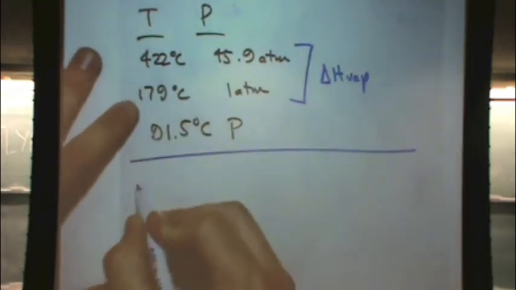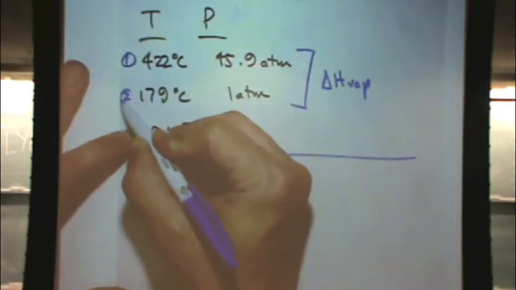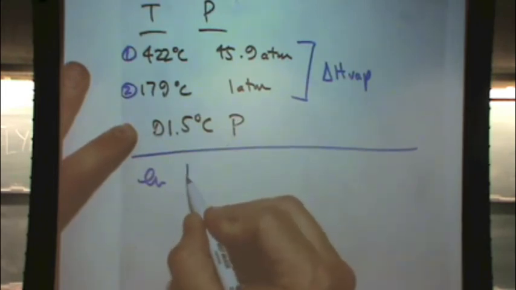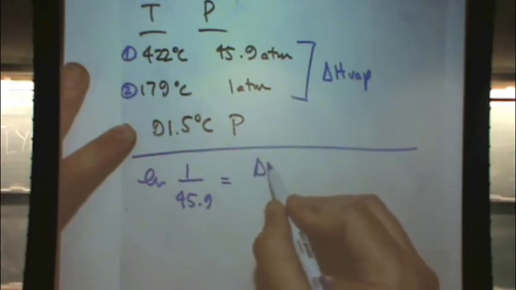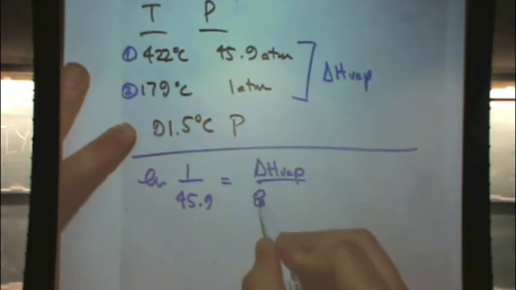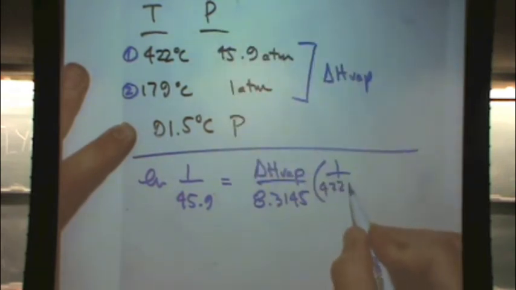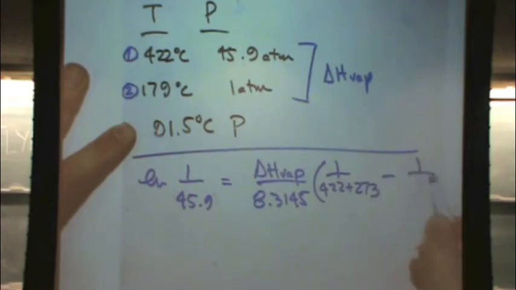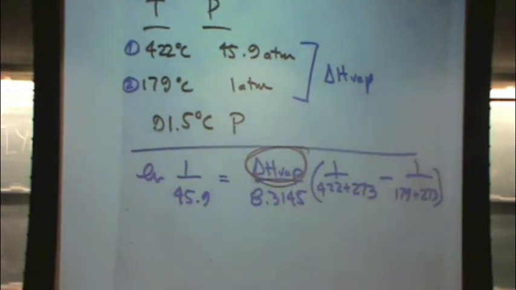First, I'm going to find delta H of vaporization. Natural log of, I'll just call this point 1 and this one point 2. Natural log of P2 over P1, 45.9, equals delta H of vaporization, I don't know that number, divided by R, 8.3145, times 1 over T1, 422 plus 273, minus 1 over T2, 179 plus 273. So you can see here the only unknown is delta H of vaporization. Is that okay? So you solve for that numerically.